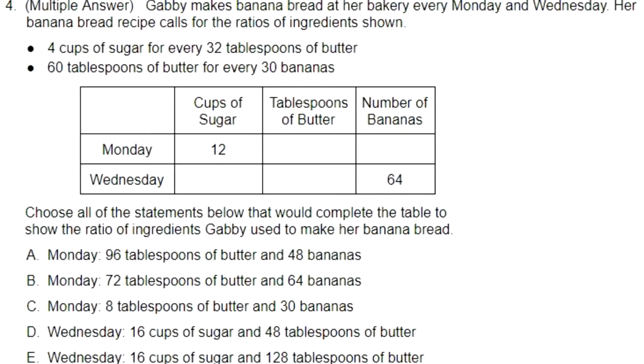Number 4 says, Gabby makes banana bread at her bakery every Monday and Wednesday. Her banana bread recipe calls for the ratios of ingredients shown. 4 cups of sugar for every 32 tablespoons of butter. 60 tablespoons of butter for every 30 bananas. And then we have this lovely chart here, this grid, which gives us a ton of great information, some of which is missing, which we can fill out. Then it says choose all of the statements below that would complete the table to show the ratio of ingredients Gabby used to make her banana bread.